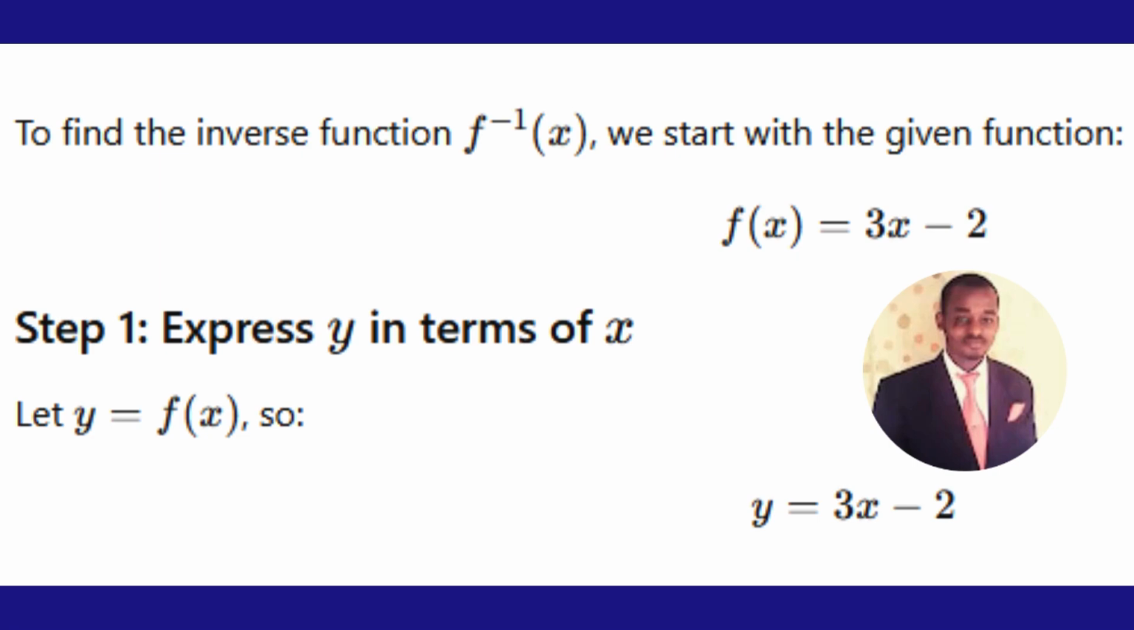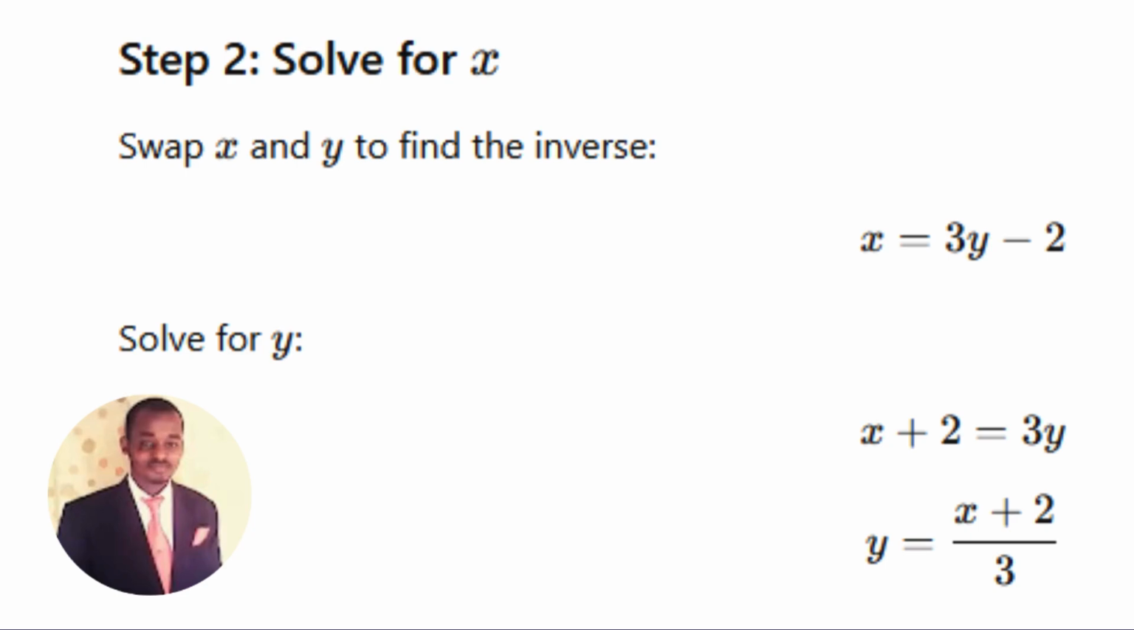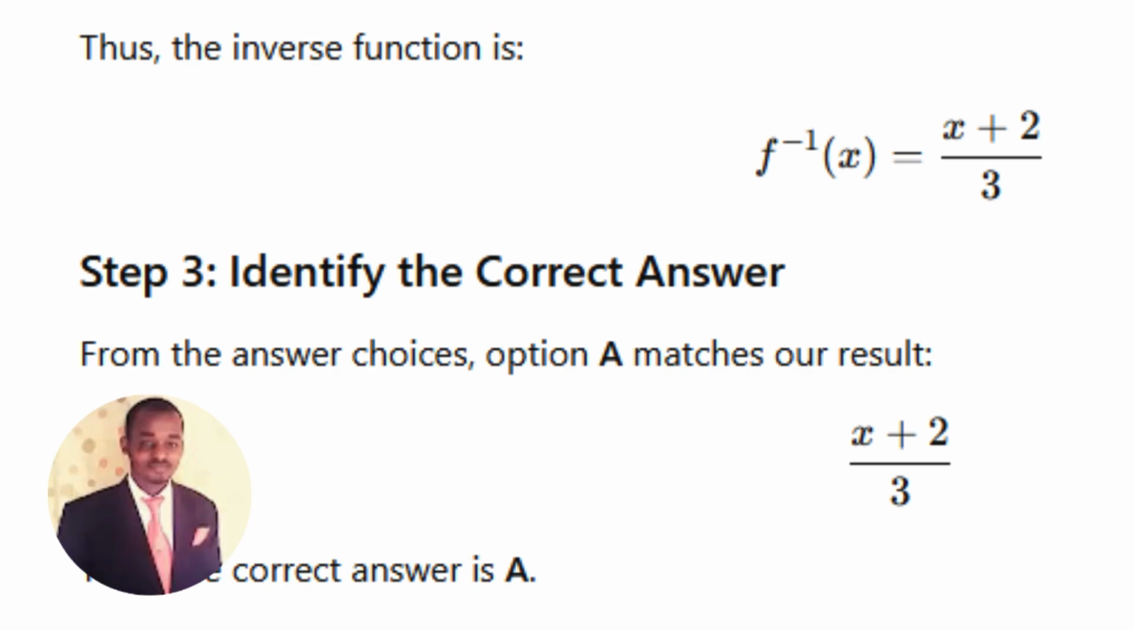To find the inverse function f^-1(x), we start with the given function. So you can actually see the formula of the function. I'll express y in terms of x. So we see it here and how we came about this. Swap x and y to find the inverse. So we actually calculate, swap x and y to finally look at the inverse, and we do the calculation, as you can see here. From the answer choices, option A matches our result. So you have seen the calculation of that.